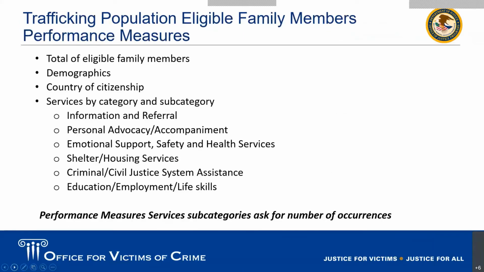So as I mentioned, with trafficking population, there is quite a few measures to cover. So on this particular slide, I have some more of the measures summarized for you to look at. And I wanted to highlight these a little bit differently because while there are performance measures that are related to the individuals or the victims that are served, there are also a whole series of measures related to eligible family members. So please refer back to your solicitation if you need to know how to define eligible family member and if you need to actually report on them.